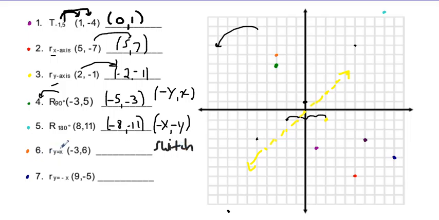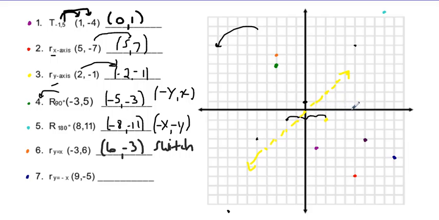When I reflect in the line y equals x, since y is the same as x, basically you can switch them around. Just take your ordered pair and switch the coordinates. Y becomes x, and the x becomes a y. So that becomes 6, -3.